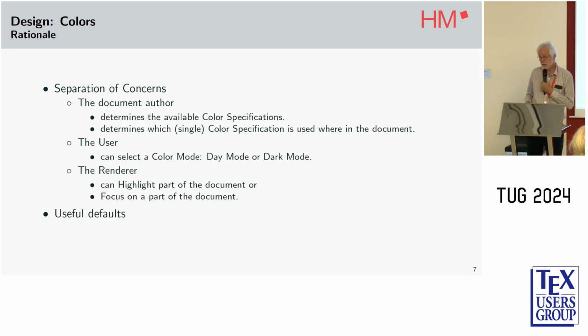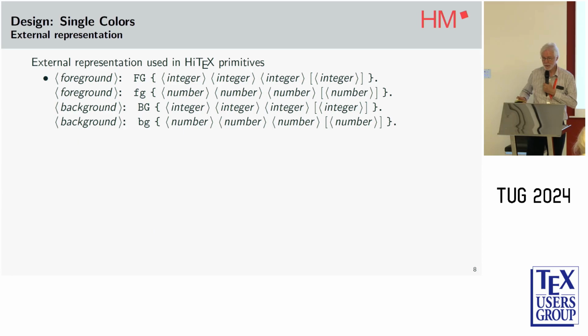Useful defaults make your life easier because such a color specification involves a lot of colors, and you don't want to give all the different colors always, so you have useful defaults and you can rely on these defaults if you don't want to specify something else. And the whole scheme should be extensible if needed.